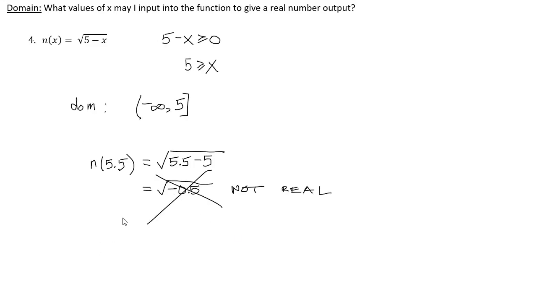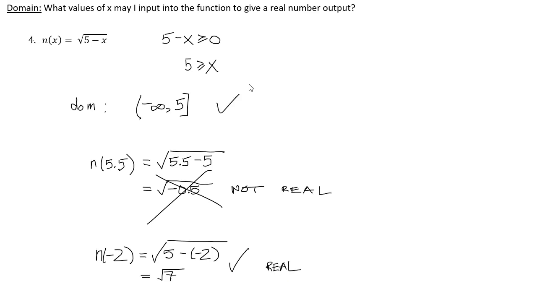Well, what if I try one that is allowed? Let's say negative 2. So n of negative 2. The last one was not in the domain, so it didn't work. I expect this to work because it is in the domain. The square root of 5 subtract negative 2. And that's the square root of 7. And while it's not a beautiful real number, it is a real number. So that one is okay. So the domain I've come up with is correct.